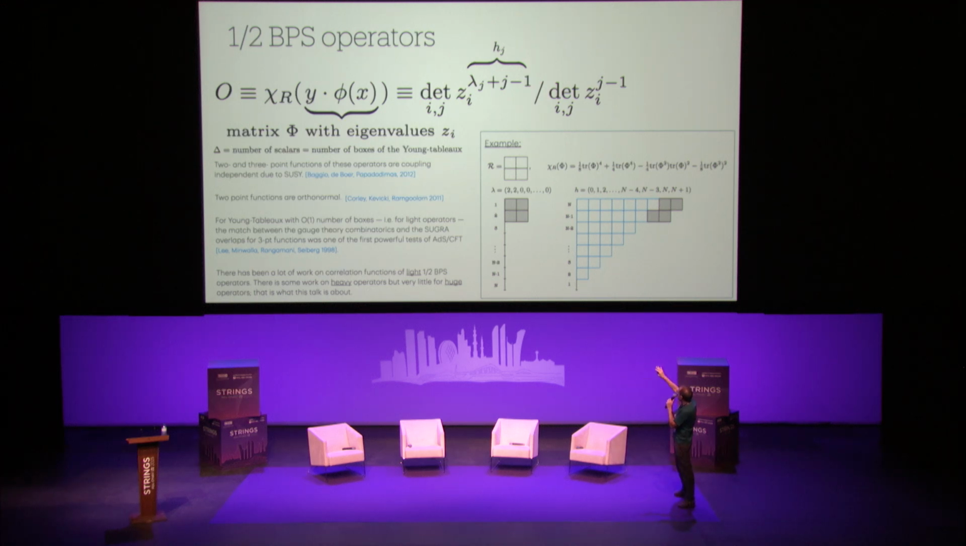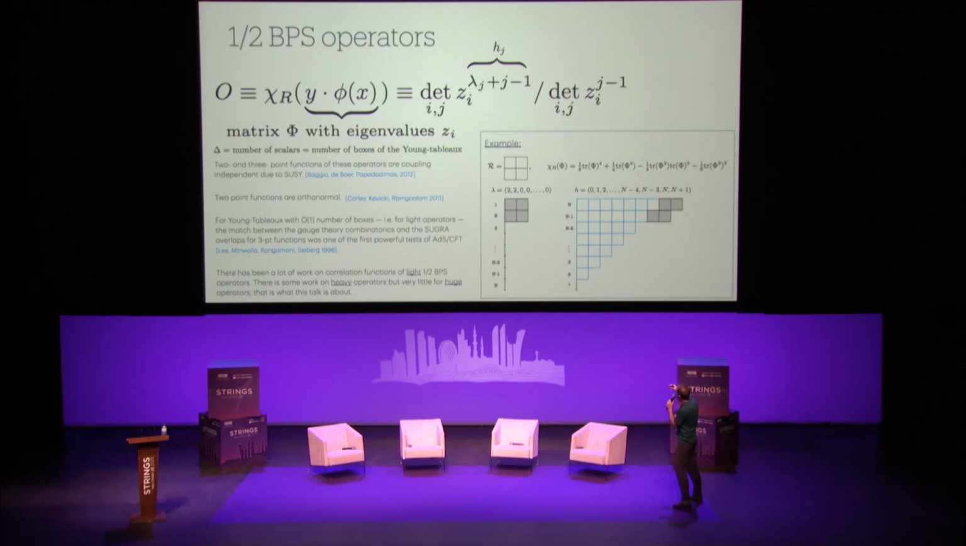A representation is given by a Young tableau. For example, here I drew a Young tableau with four boxes. Okay? Good. Then Y is a null vector. Phi are the six scalars of N=4. So Y dot phi is one of the complex scalars. That's a matrix phi, which has eigenvalues z_i. And then very explicitly, in terms of those eigenvalues, this character is just the determinant written there, where lambda_j is how many boxes there are in row number j. That combination, lambda_j slightly shifted, will show up a lot. It's called h_j. It's like the shifted Young tableau.